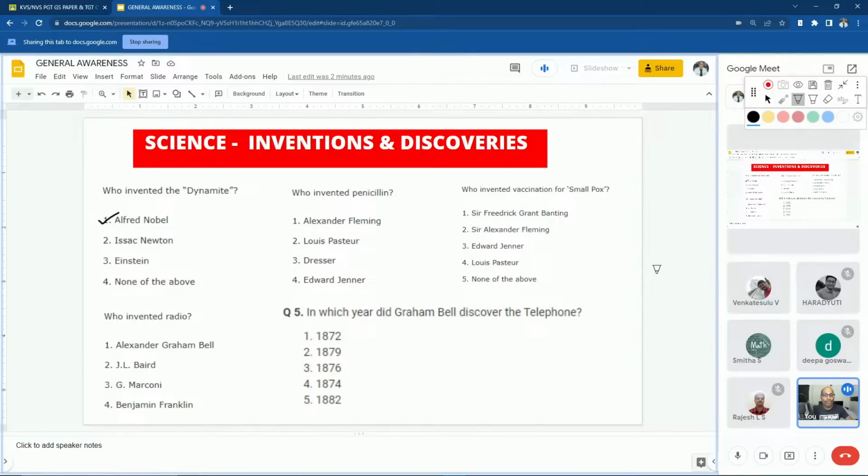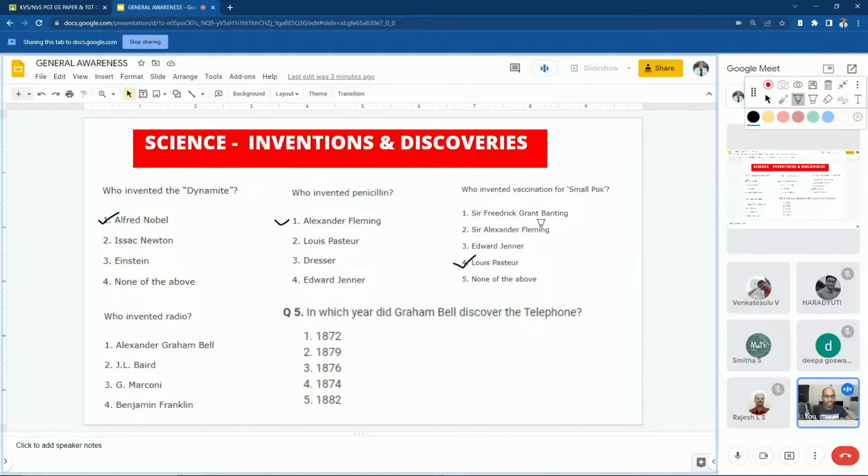Who invented the vaccination for smallpox? Sir Frederick Grant Banting, Sir Alexander Fleming, Edward Jenner, Louis Pasteur, none of the above? Edward Jenner, sir. Smallpox, you know, Smita ma'am, what is smallpox? During childhood, all will get smallpox and chickenpox. It's a kind of virus. Okay, so the vaccination developed for smallpox is by Louis Pasteur. For penicillin, it is Alexander Fleming. Smallpox, it is Louis Pasteur.